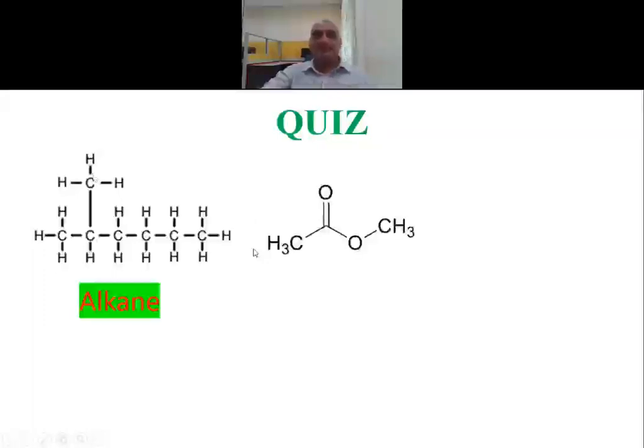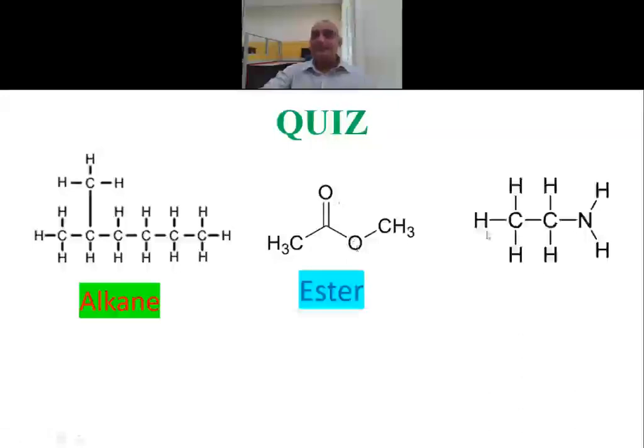Now we have this compound. Here you can see the methyl group, and here carbon to oxygen. I have given you the clue, so the right answer is ester. Now our next example is this one: nitrogen, hydrogen, hydrogen, and this one is an alkyl group. So this is an amine, a primary amine.